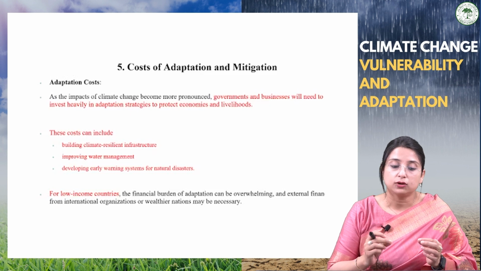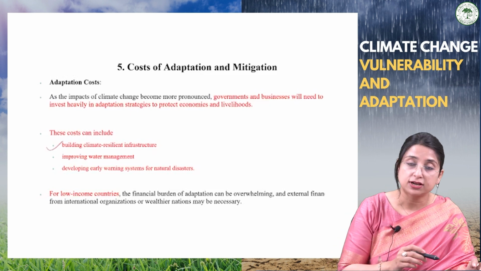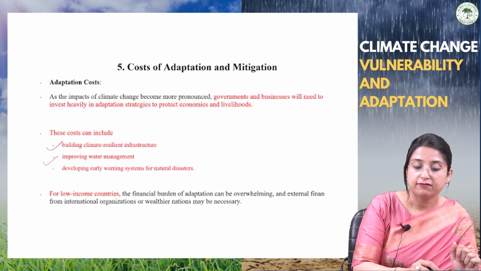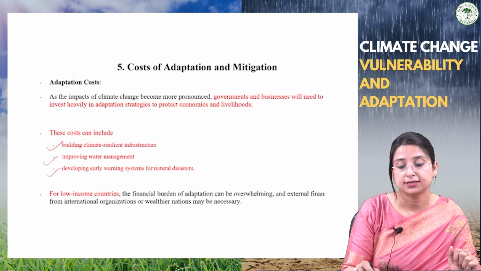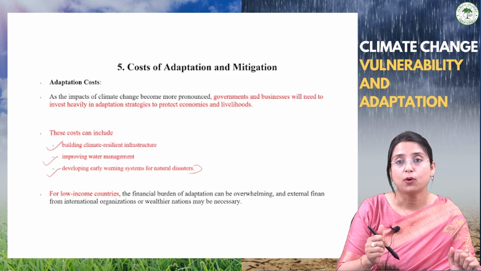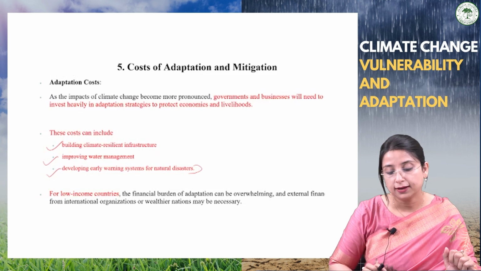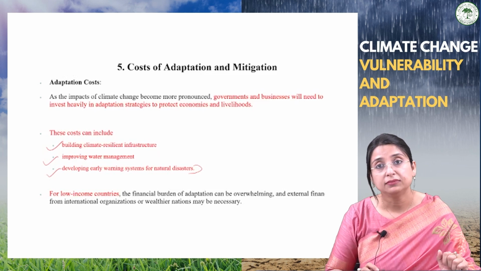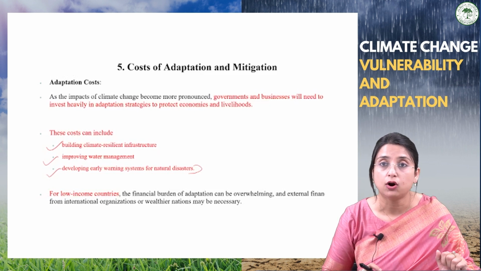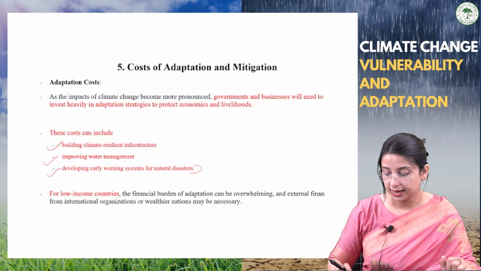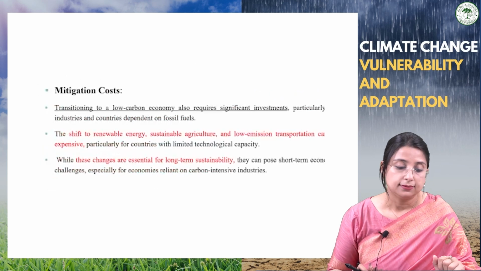And the cost will include building climate resilient infrastructure, meaning strong infrastructure, improving water management and developing early warning systems for natural disasters. This one is very important because an early warning system can save many things, most important the human life. For the low income countries, they have a financial burden for the adaptation, and for them it can be overwhelming, and they need external financing from international organizations in order to implement these strategies to protect their economies and livelihoods.